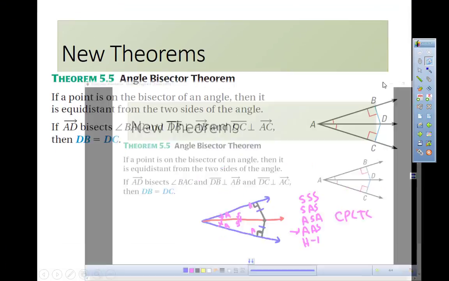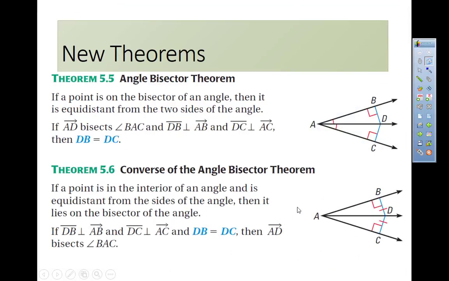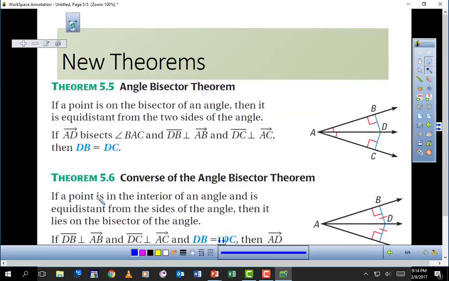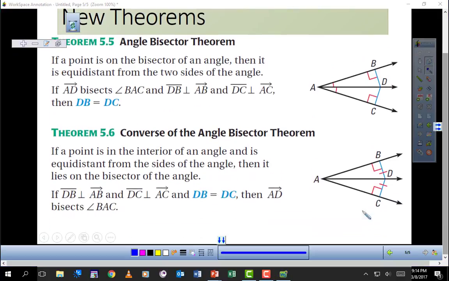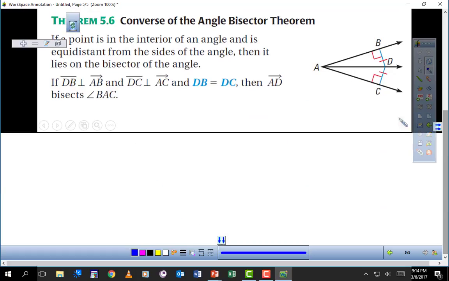So let's continue. Here's another idea, is the converse. So let's take a look and see what this one says. If a point is in the interior of the angle and it's equidistant from the sides of the angle, then it lies on the bisector of the angle. So let's take a look and see how this works again.